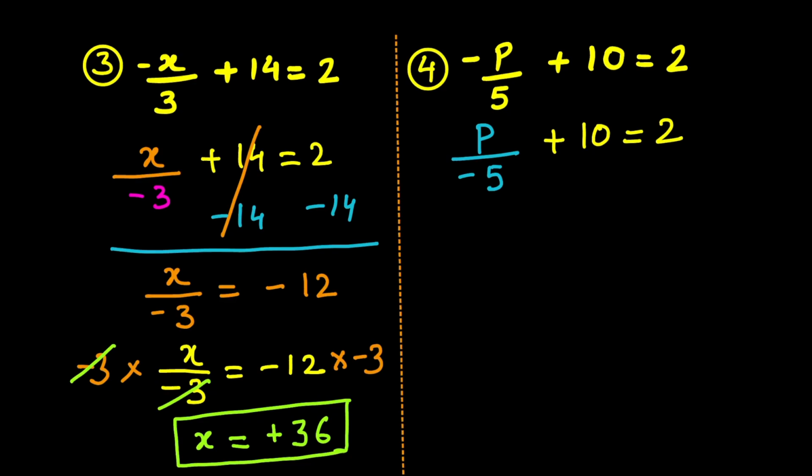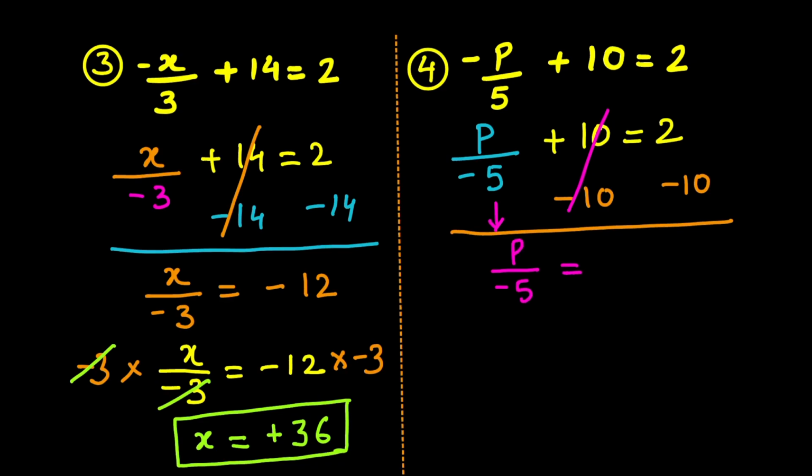So it is plus 10. So we do the opposite operation. So minus 10 and minus 10 on both sides. 10 and minus 10 get cancelled. So this is brought down now. So p divided by negative 5. This is equal to 2 minus 10, which is minus 8. So we write p divided by minus 5 equals minus 8.